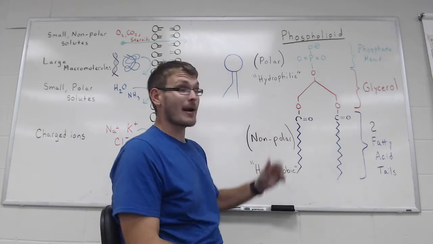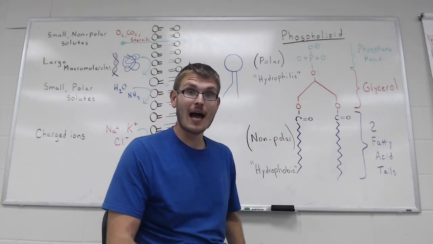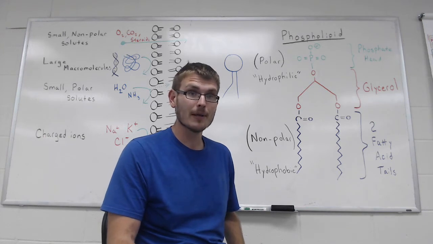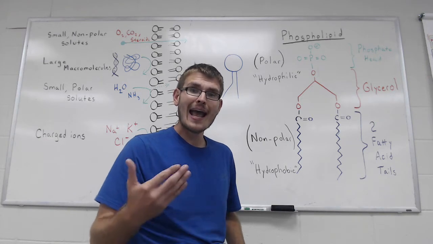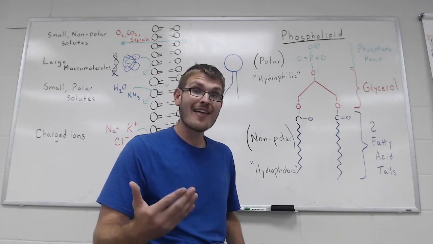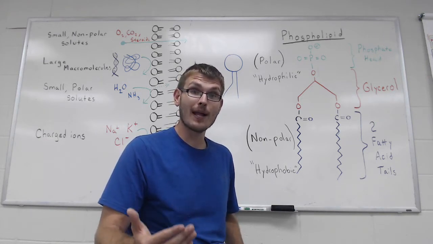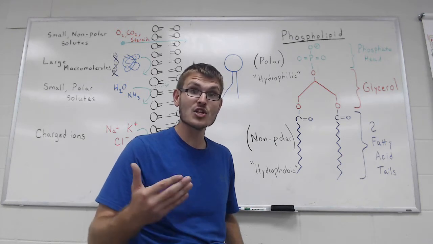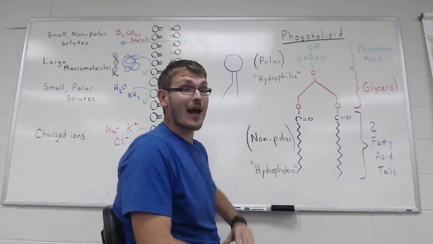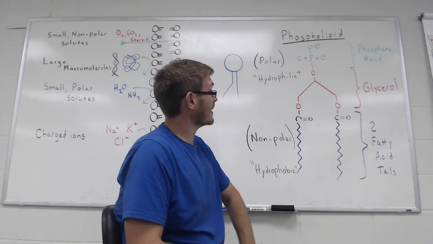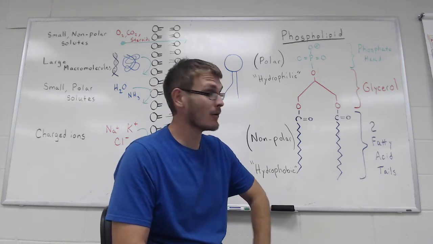So plasma membranes are made up primarily of a type of molecule called a phospholipid. Phospholipids have a very unique chemistry, and as we're going to see here in a minute, that unique chemistry is going to play a determining factor in the shape and structure of the plasma membrane itself. If you actually take a look at the phospholipid here, you can see that there's three major components.